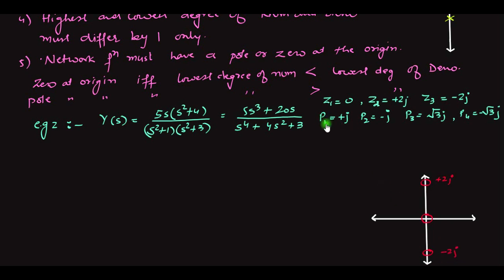Now similarly, the first pole is lying at plus j, so plus j would be somewhere here. I will mark a cross here. Similarly, the second pole is lying at minus j, so it will be a cross here. That is, at minus j we have a pole, and at plus j we have a pole. The third pole is lying at root 3j. Root 3j means it is 1.732j, so it will be lying below this.